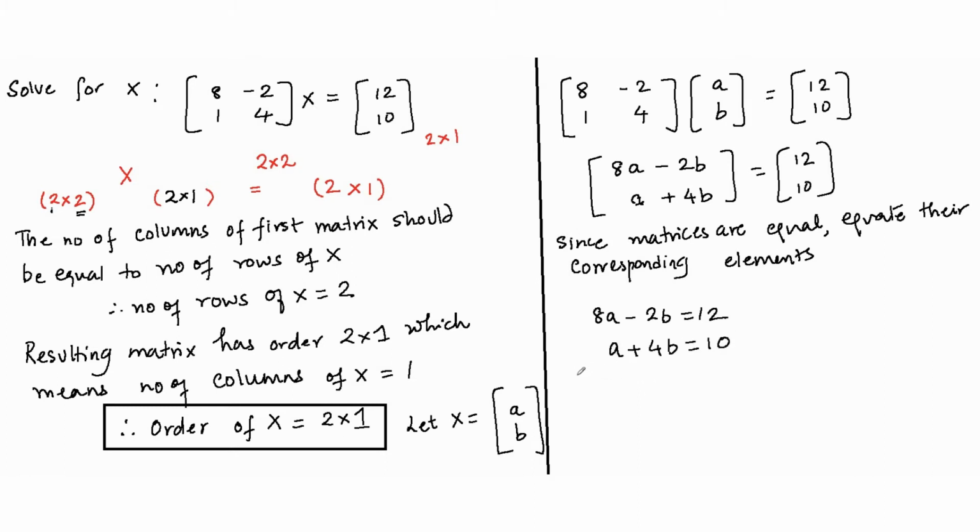And therefore, if I solve these two equations simultaneously, I will get A and B both equal to 2. And therefore, the matrix X will be equal to 2 and 2, right? Because it is AB, therefore the matrix X will be 2, 2. So now you can actually go and check. You can multiply the first given matrix with the matrix 2, 2, and you will get 12 and 10 on the right hand side. Yeah. So this is how we solve this particular question.